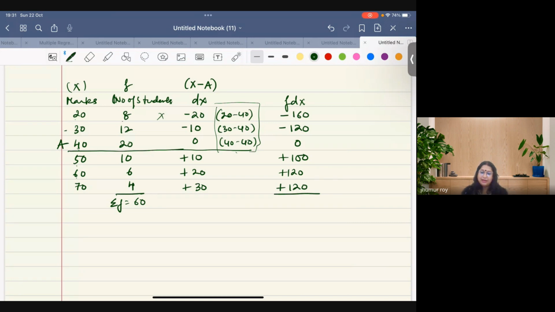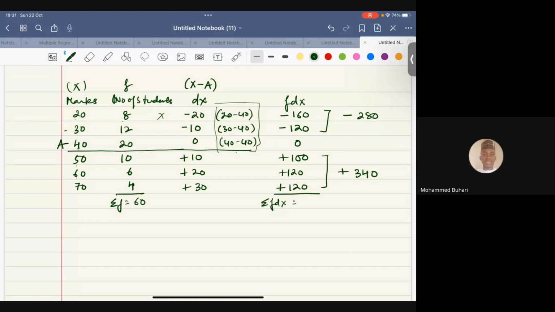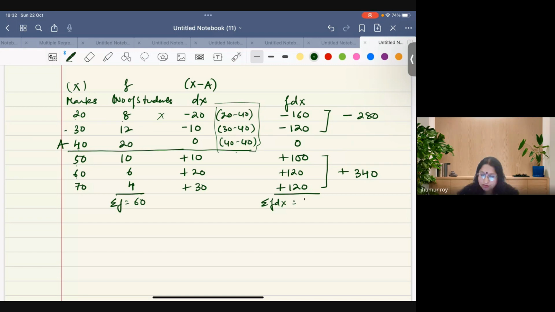Now please add all the positive values, add all the negative values, and find the difference. What is the sum total of the negative values? Minus 280. And positive values will be 340. So what will be the value of sigma f dx? 340 minus 280. So how much will it be? 60. So you will get plus 60.